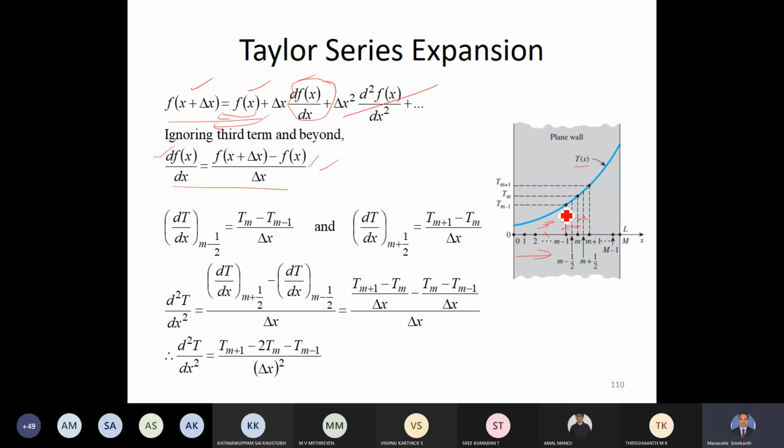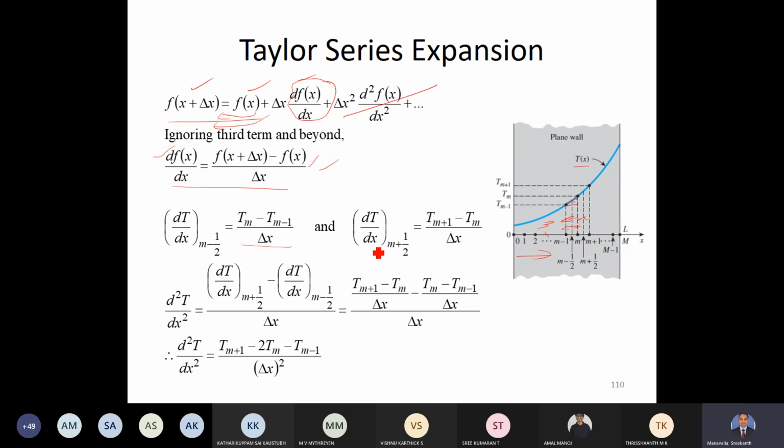So this thermal gradient, if I want it at this point, what I do is this value minus this value divided by delta x. So that is what is done here. You see dT by dx, this is nothing but the gradient, isn't it? This is the slope. Yes. You also know, but the derivation of the slope we have shown here from calculus using the Taylor series expansion. So dT by dx at m minus half is Tm minus Tm minus 1 by delta x. Tm means temperature at point m, Tm minus 1 is temperature at point m minus 1, divided by delta x.